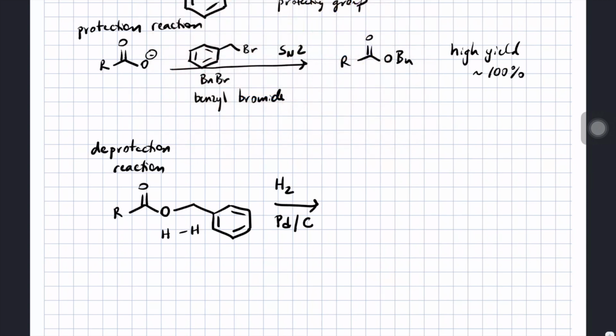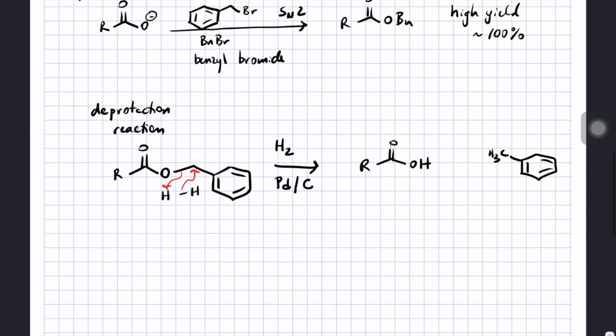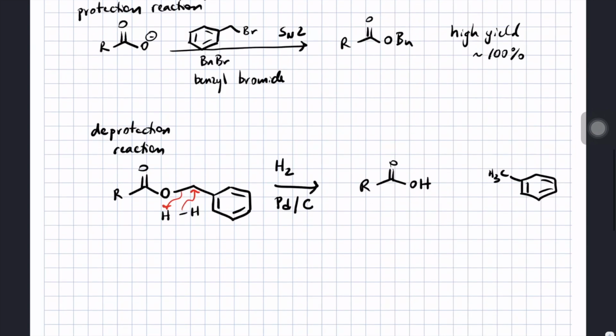Remember, this is catalyzed on the surface of a metal. But basically, you're picking up a proton here and adding a hydride there, or vice versa. In the end, you end up with the carboxylic acid, and then the other thing that's left behind is now just plain old toluene, which is a solvent which you can remove in a fairly straightforward way from your carboxylic acid.